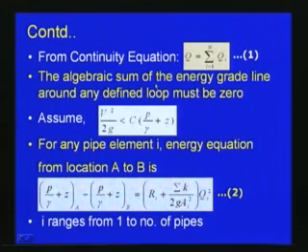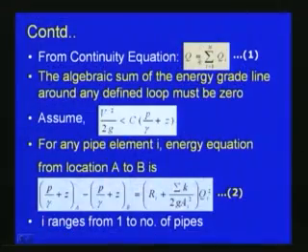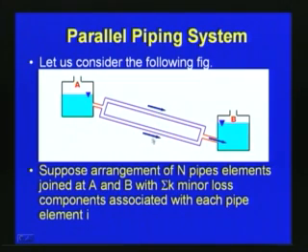Here also we can use the continuity equation and the energy equation. From the continuity equation we can see that the total discharge Q is equal to the sum over i equal to 1 to n of Q i. When we consider pipes 1, 2, 3, the total discharge should be equal to the discharge in pipe 1 plus pipe 2 plus pipe 3, like that.